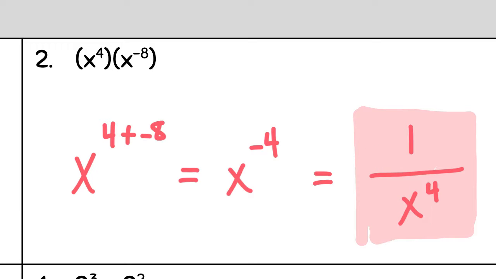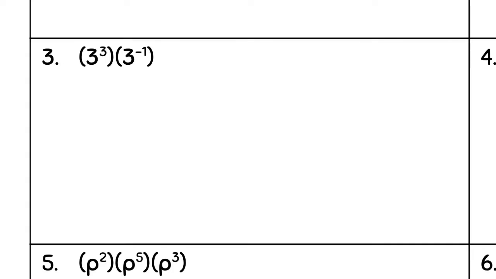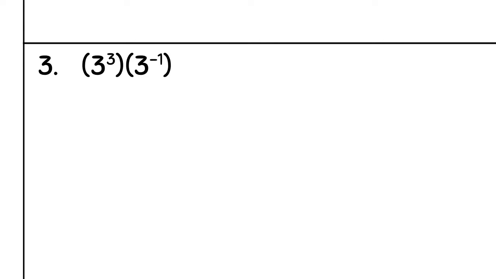Okay, now let's look at our next question. Again with the parentheses, we know this means that they want us to multiply. I have 3 to the 3rd power times 3 to the negative 1 power. This time their base is a number, it's the number 3. But the rule still applies. We're going to add those exponents. So 3 plus negative 1, which gives me 3 to the 2nd power.